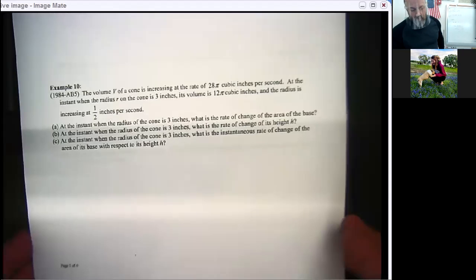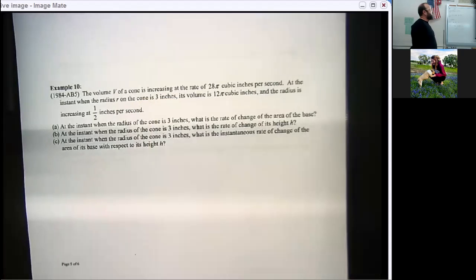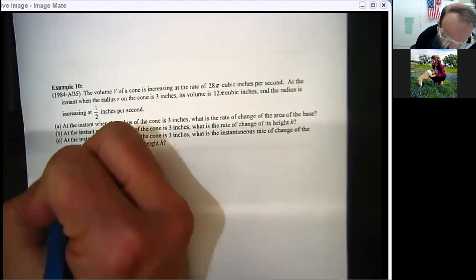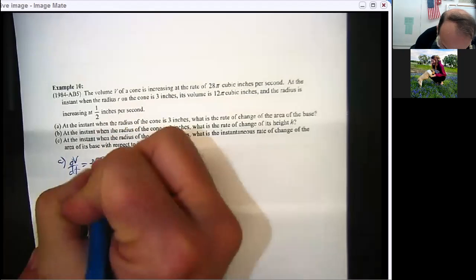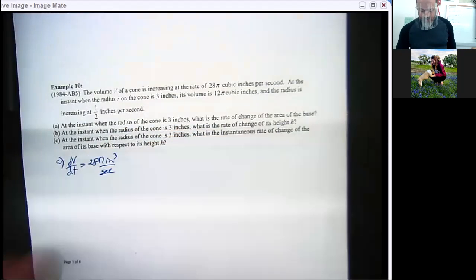So we've got a volume of a cone is increasing at 28 pi cubic inches per second. So tell me, what did they just tell me? It says the volume of the cone is increasing at 28 pi cubic inches per second. They gave me dV dt, so we should probably identify that and write that down. So for A, we have that dV dt is 28 pi inches cubed per second, okay?